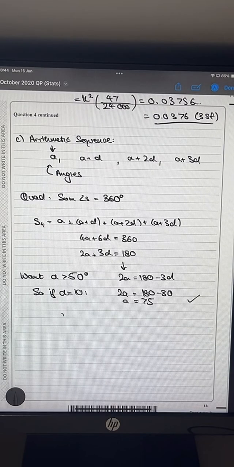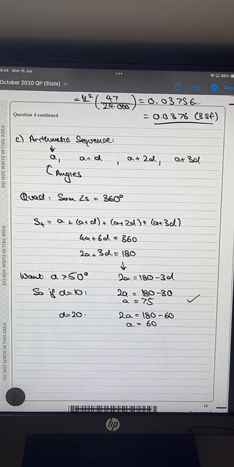Now, what's my next value D can take? D could be 20. So 2A is equal to 180 minus 60. So A would be 120 divided by 2 is 60. 60 is greater than 50. Awesome, that is another possibility for D.